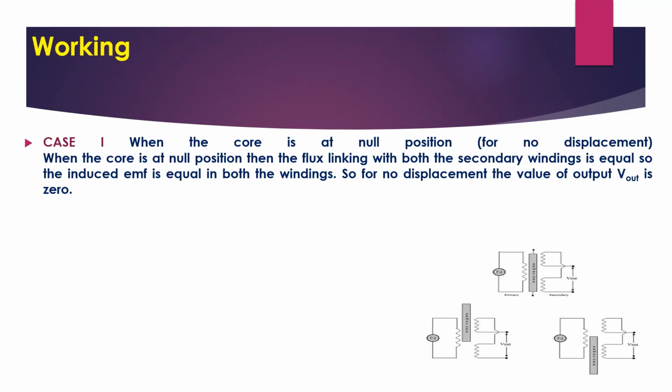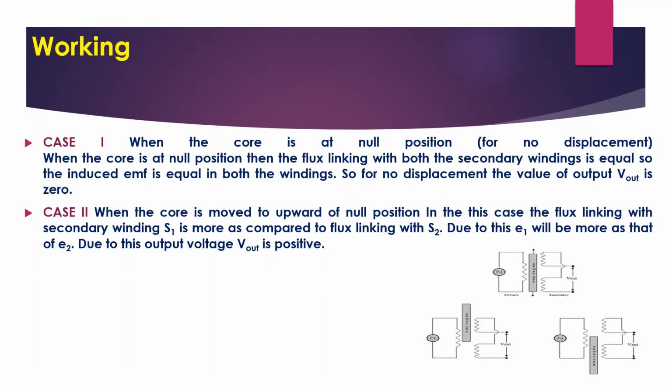Case 1: the core is at the null position, or no displacement, meaning no external force has been applied to the core. So the core is exactly at the center. The primary will induce equal voltage in the two secondaries, and as they are in phase opposition, the output voltage will be 0. When the core is at the null position, the flux linking both the secondary windings is equal, so the induced EMF is equal in both the windings. So for no displacement, the value of the output is 0.